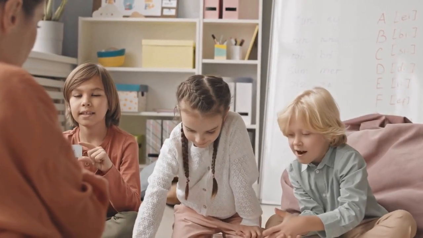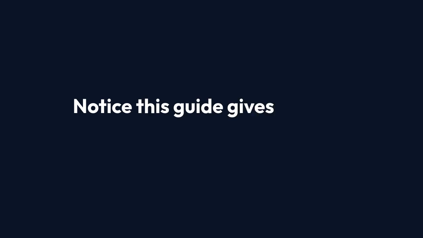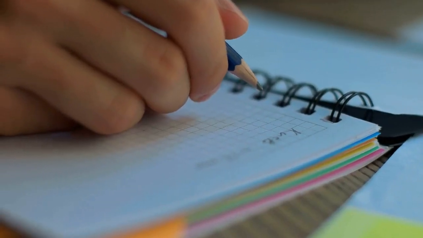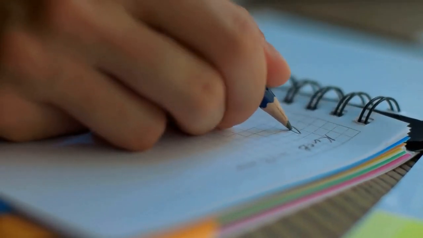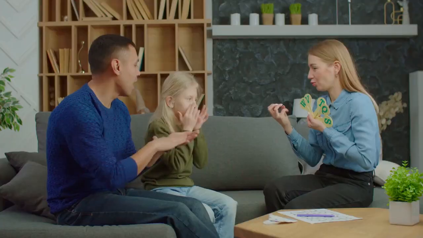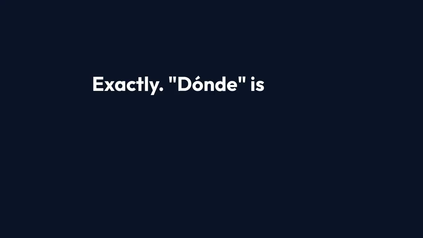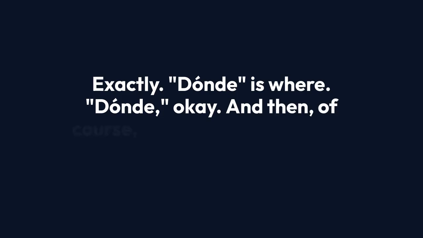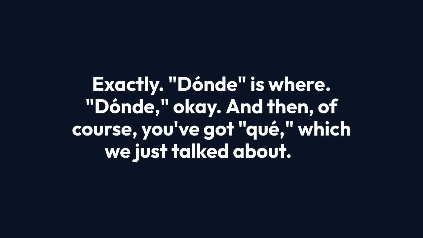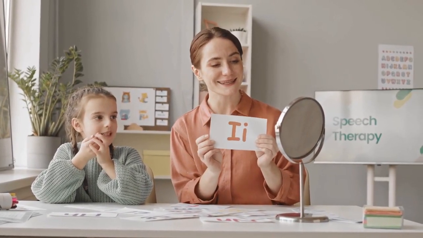So we've covered the what and the is it this or that. Now we need some actual words to use. I noticed this guide gives us some helpful vocabulary. Yes, it does. Some good essential words to get you started. Like the question words, right? We need those. Exactly. Dónde is where. And then, of course, you've got ¿Qué?, which we just talked about. So if I want to know what something is, I just point and say, ¿Qué es esto? Exactly. Perfecto. Now I'm ready for some adventure.